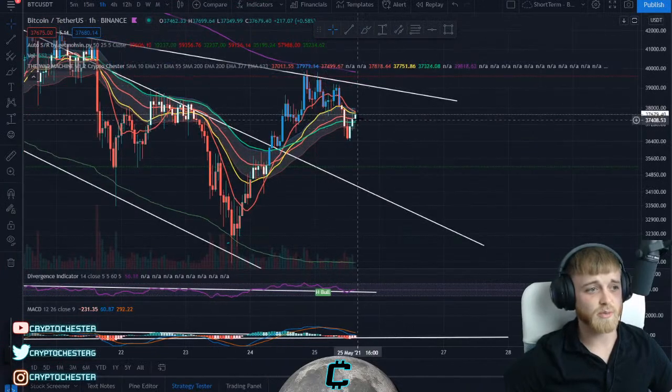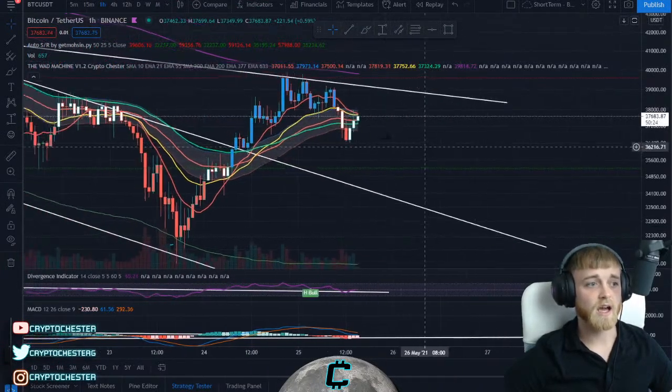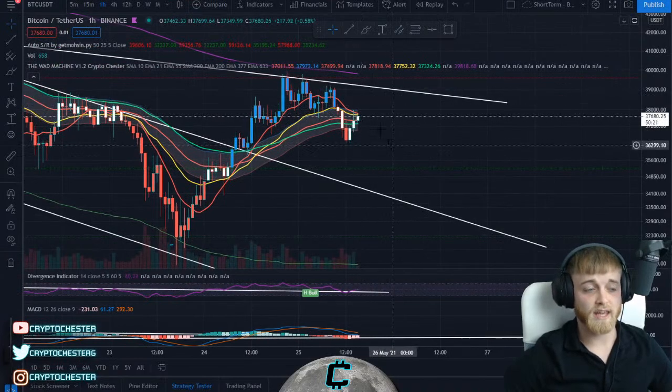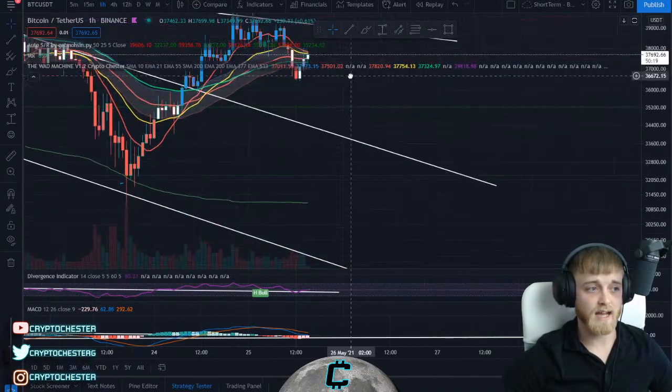But that is on the predication that we do actually see a higher high here in terms of this uptrend, which we're currently in. And basically signify that we are going to keep going up rather than have a reversal and come back down yet again, right?